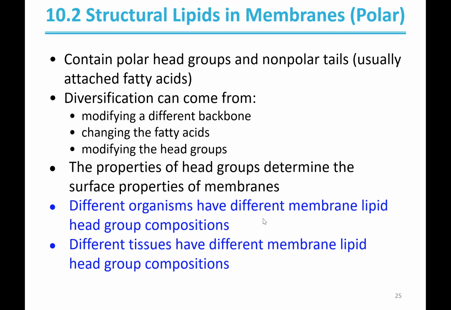Right. And different organisms have different membrane lipid head group compositions, and different tissues have different membrane lipid head group compositions. And when we cover chapter 11, we'll get into some of those differences, especially the tissue difference and the organism difference. We'll talk about both of those.